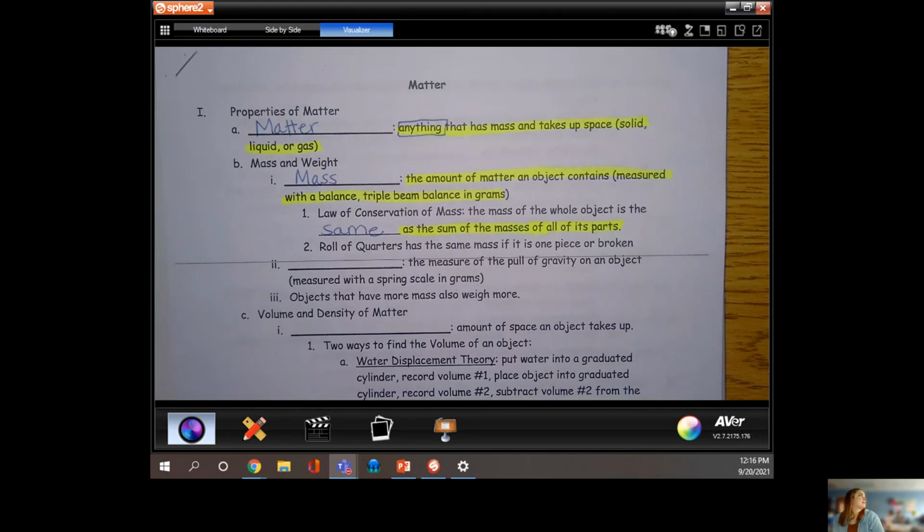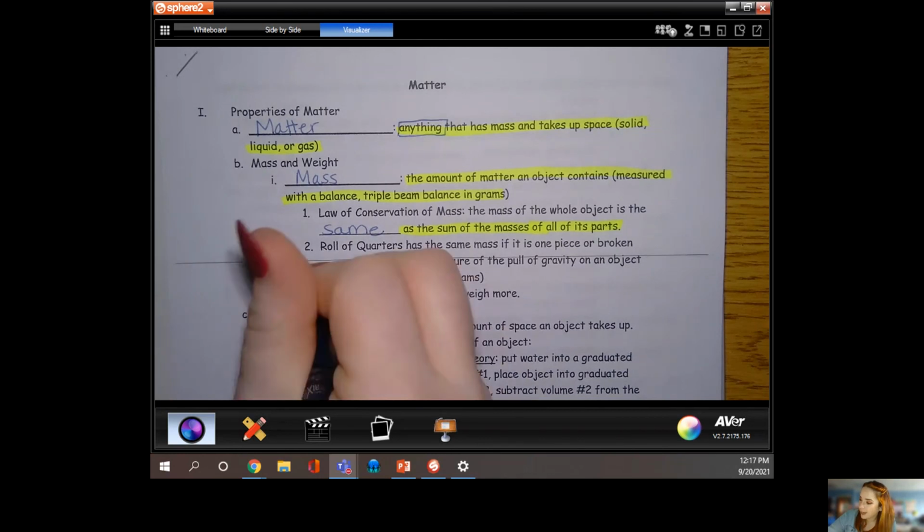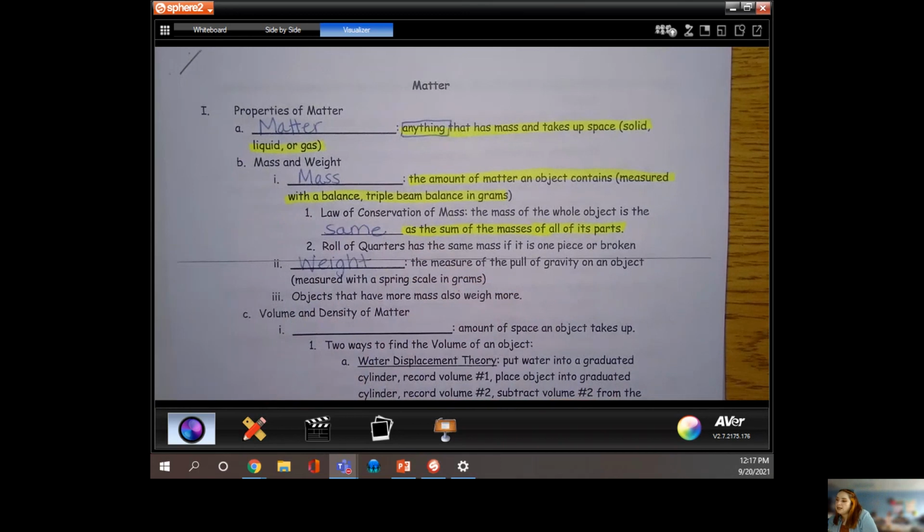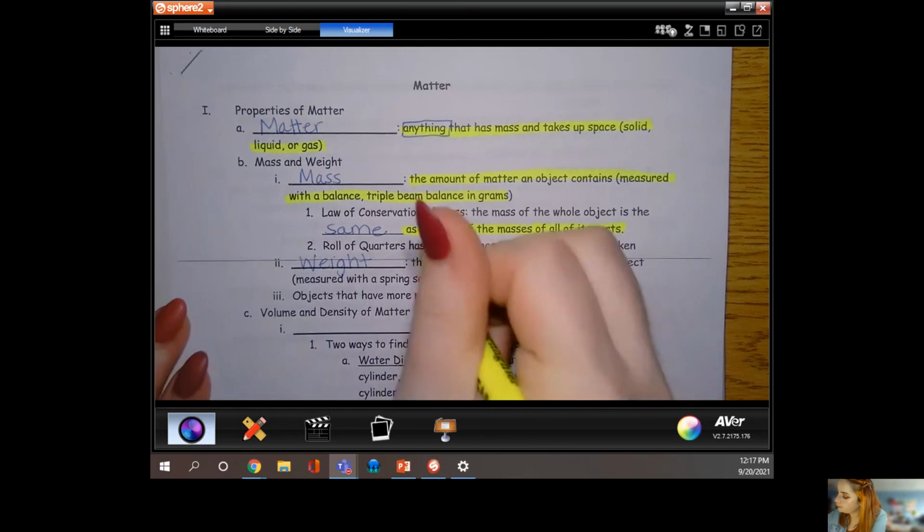The next blank. Kinsley? Lila? The weight. Just the weight. So the mass is the amount of matter in an object. The weight is the measure of gravity on an object. Objects that have more mass also weigh more. The more mass you have, the more it weighs. Okay?